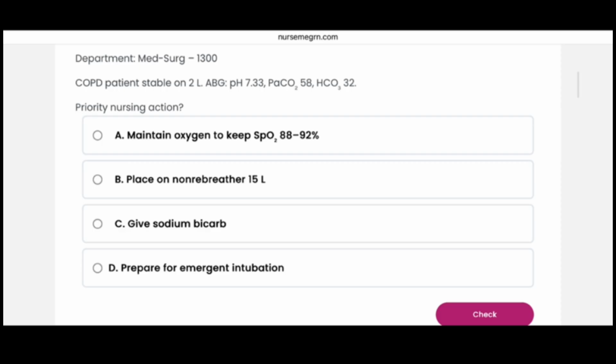How's the bicarb? Is the bicarb high? Remember, the normal is 22 to 26. That's a little on the high side. Why would I give more bicarb? They got enough bicarb. I'm not going to add more. 15 liters. Would I ever give 15 liters to a COPD patient? Absolutely not. All that oxygen is going to get trapped in their little chronically obstructed lungs. I'm not going to give 15 liters.